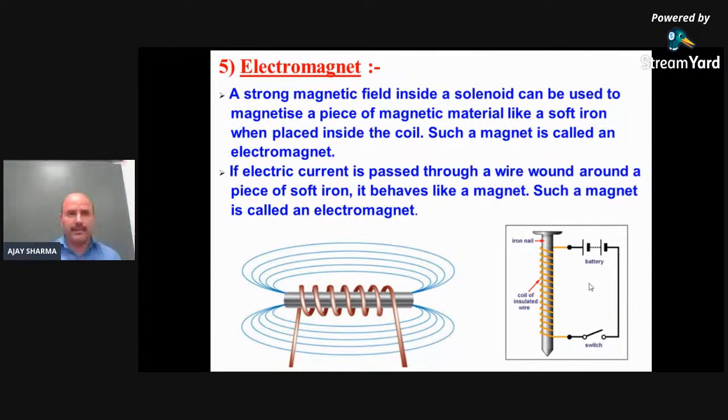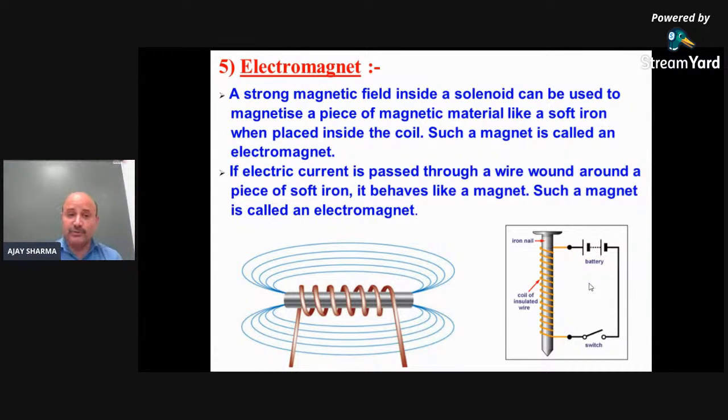Now the point comes here, electromagnet. Now what is an electromagnet? This is very important now because it has commercial use also. So what is an electromagnet? Now you can see, as we just discussed, that we have a solenoid and it is creating a field inside and outside.